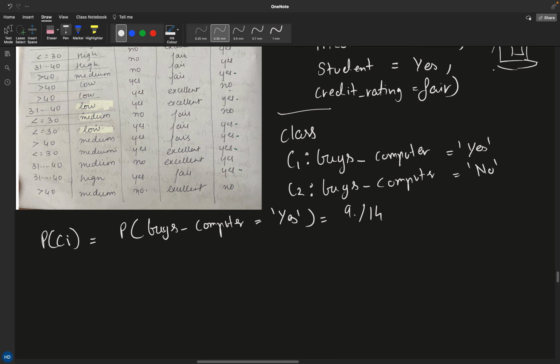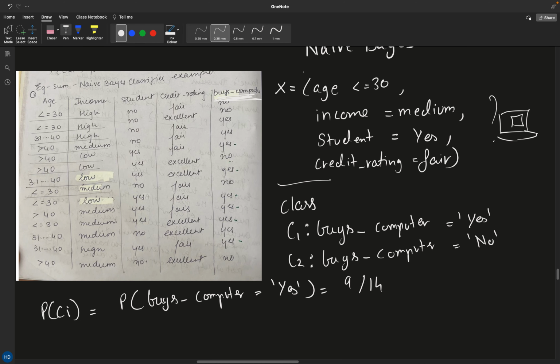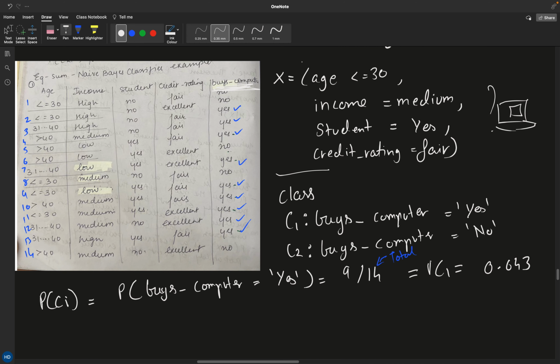It is 9 by 14. How did we get this 9 and 14? 14 because we have 14 iterations: 1, 2, 3, 4, 5, 6, 7, 8, 9, 10, 11, 12, 13 and 14. That is how we get 14. 14 is basically the total. How did we get 9? 9 is the total number of yeses: 1, 2, 3, 4, 5, 6, 7, 8, 9. Therefore 9 divided by 14 gives us the probability of C1, which is 0.643.